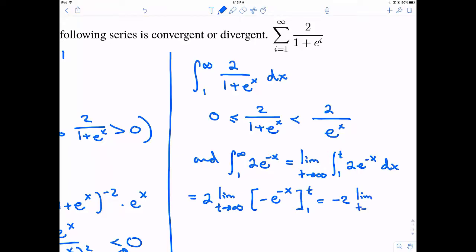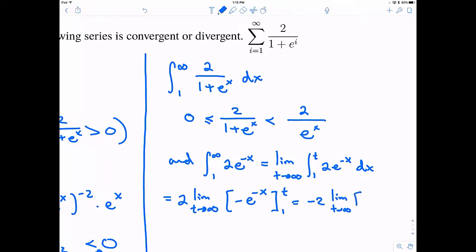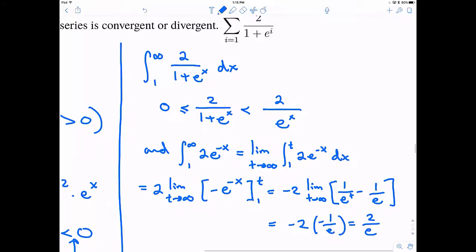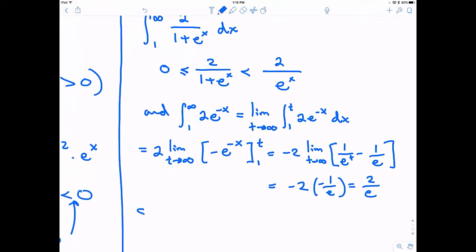So if I plugged in t and I plugged in 1, let me go ahead and rewrite this, right, with all these negative exponents. I could write this as 1 over e to the t minus 1 over e to the first power, right? All right. So as t gets very, very large, this is going to be approaching 0, right? 1 over e to the t approaches 0. So therefore I have negative 2 times negative 1 over e, so that's just 2 over e.